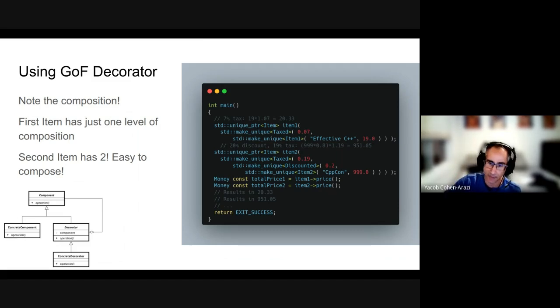And then it adds 7% on top of that. And this is what we get. And this is beautiful. Now, here's the beautiful part where I can actually chain this. I can have tax and discounted.